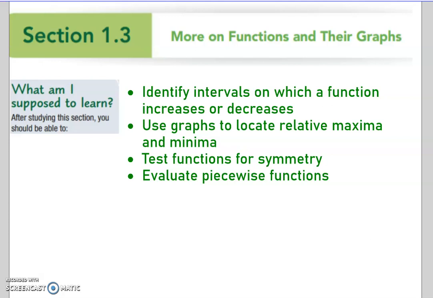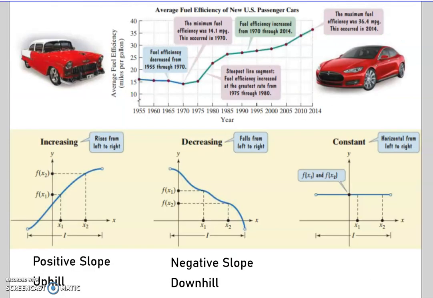So let's get started. The first thing we're going to talk about here is increasing, decreasing, and constant parts of graphs, okay? Take a look at this. Graphs and math, we sometimes get into random numbers and random graphs, but it's easily applied to the real world. Here's a graph of the average fuel efficiency of new United States passenger cars. So it goes down, it kind of stays the same, it goes down, it shoots up, and then it keeps on going up, okay? So it varies, right? Graphs don't always stay the same.